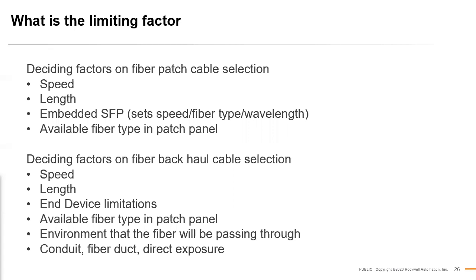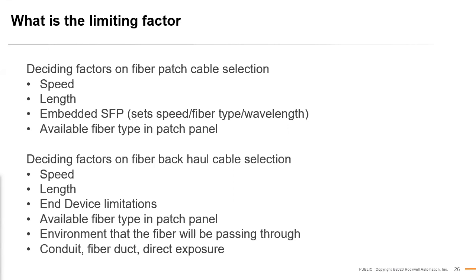When you're looking at the backhaul fiber, or basically that permanent link, that's when you start looking at a few different pieces, because typically patch cables are used within one panel. So when you look at that permanent link, you're looking at, again, the same stuff initially: speed, length, and device limitations, which typically dictate multimode or single mode. That's the one that we typically look at there. And then you typically look at, is there already a fiber available in a patch panel, or being used in a patch panel, that you need to match to?